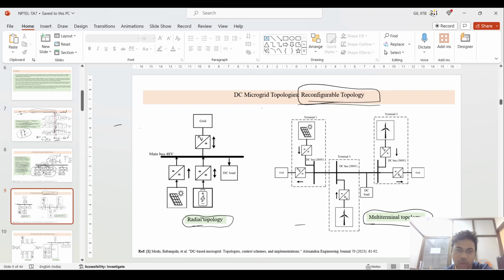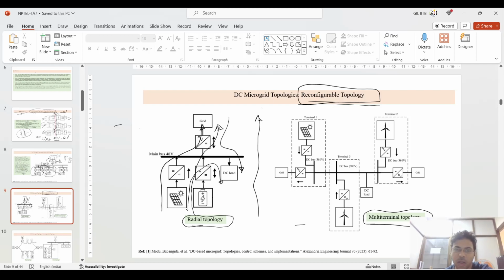So if you see the radial topology, the power flows from the lower portion to the higher portion, only one way. Same with this left side radial, the lower portion to the upper portion. And also you can take this power through the DC bus bar to a DC load, or you can generate this PV generating source power and transfer it to this DC load. Okay, so that is the main radial topology.